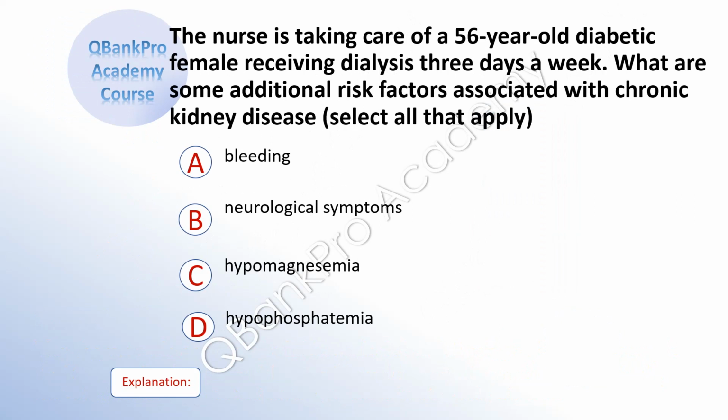The nurse is taking care of a 56-year-old diabetic female receiving dialysis 3 days a week. What are some risk factors associated with chronic kidney disease? Select all that apply. A. Bleeding. B. Neurological symptoms. C. Hypomagnesemia. D. Hypophosphatemia.